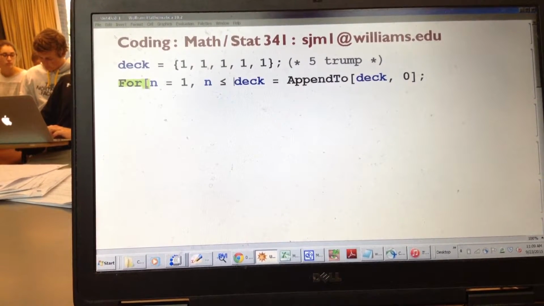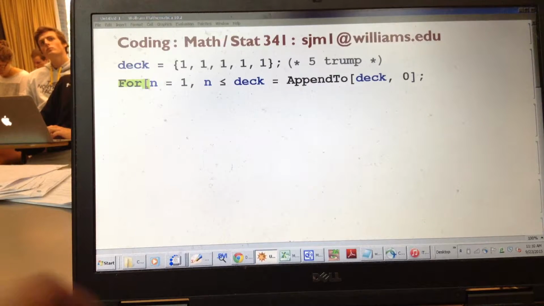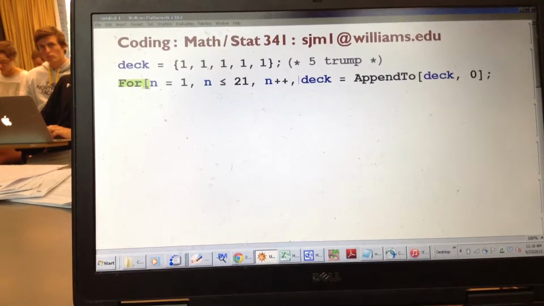I have 26 cards total. 13 plus 13 is 26, minus the 5 that I've already put in the deck as the 5 trump. So I have to do 21, and then n plus plus, increment n in steps of 1. And then you do a bracket to end.